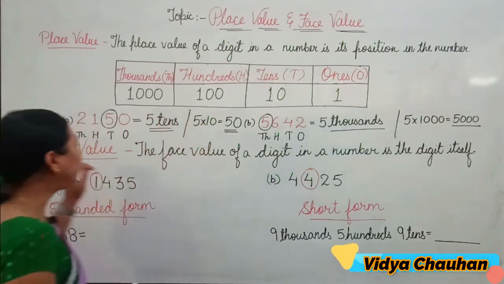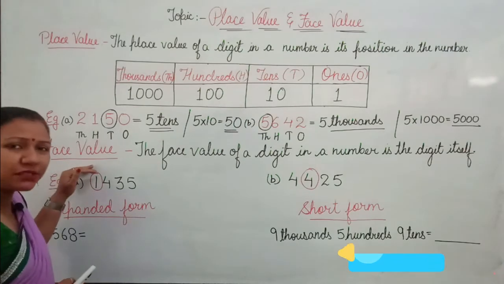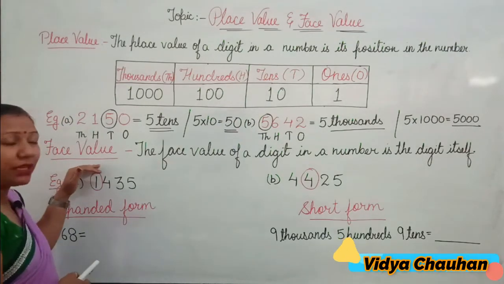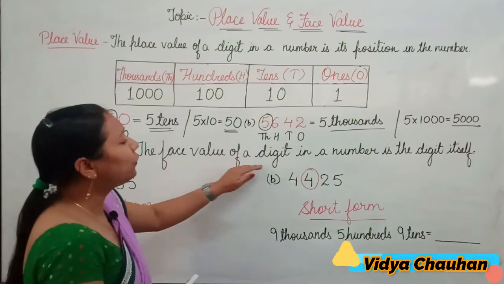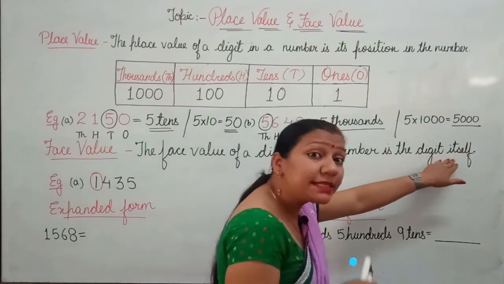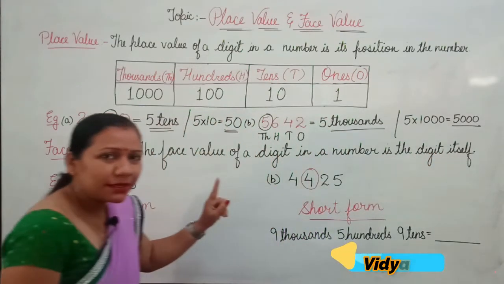Right students? After this, the next part is face value. We have studied place value, now it is face value. The face value of a digit in a number is the digit itself, right?